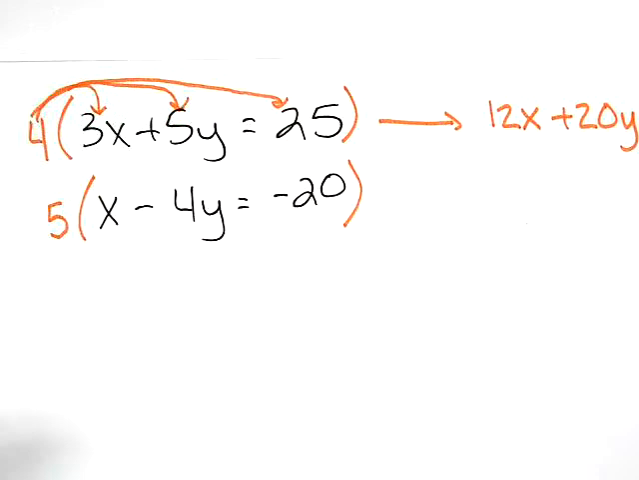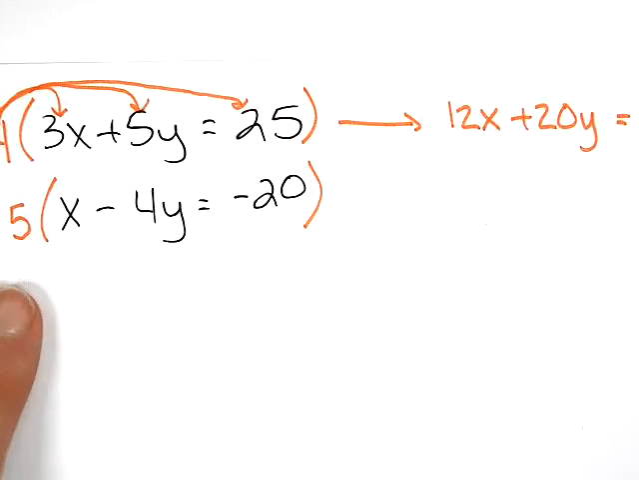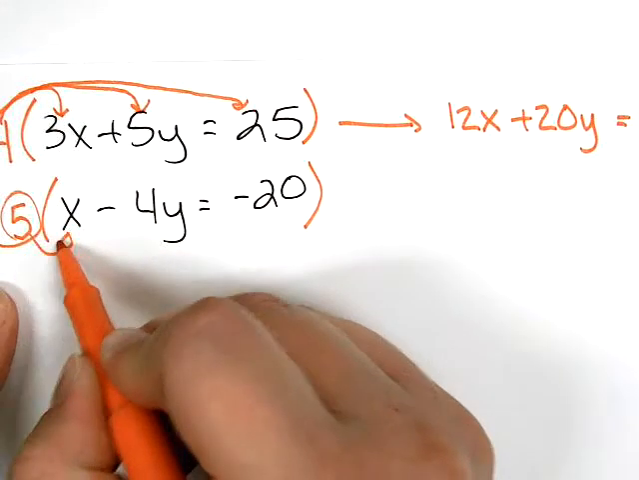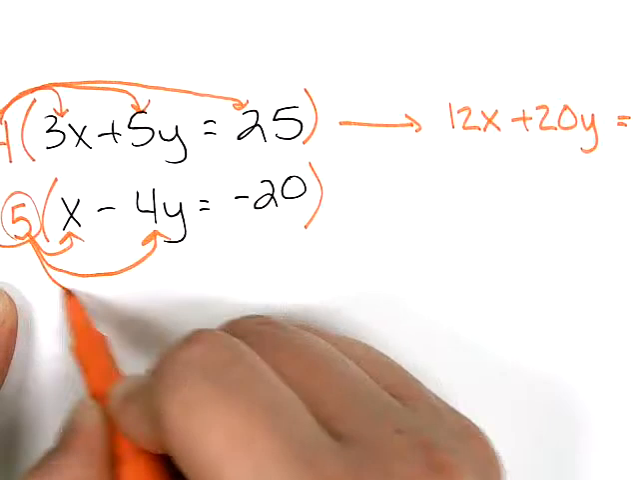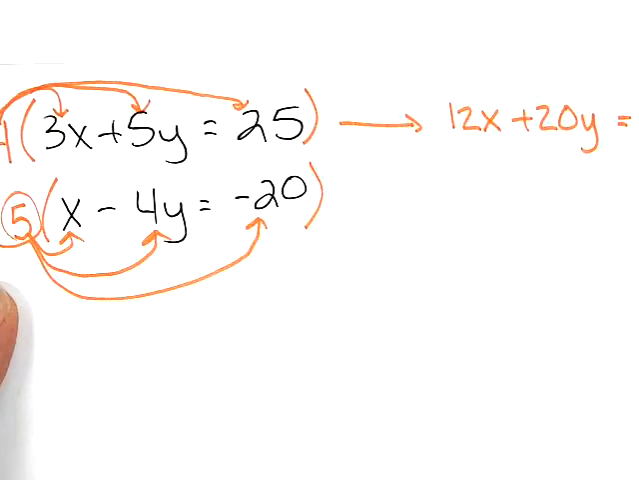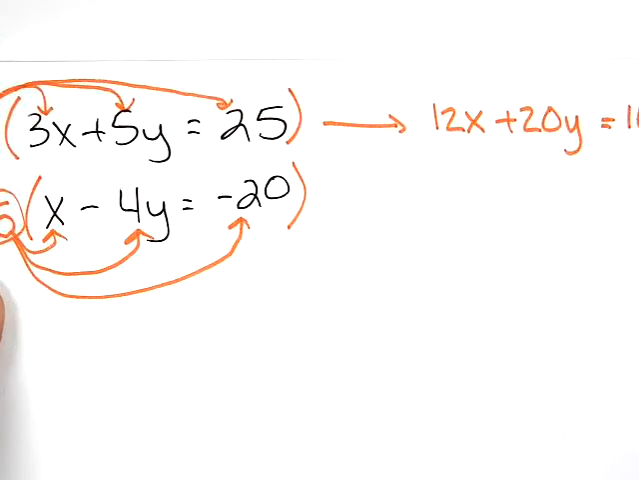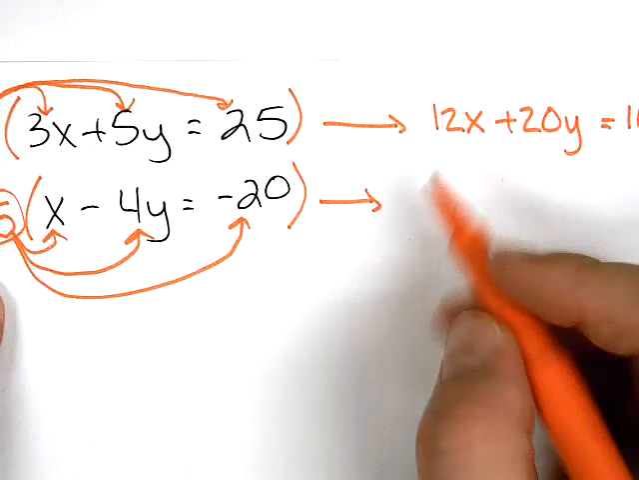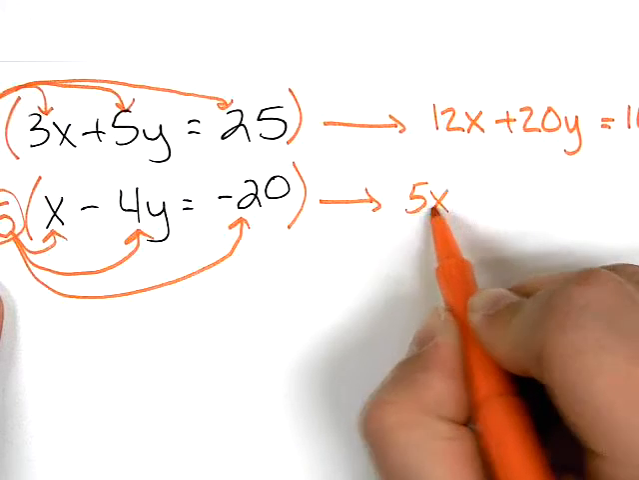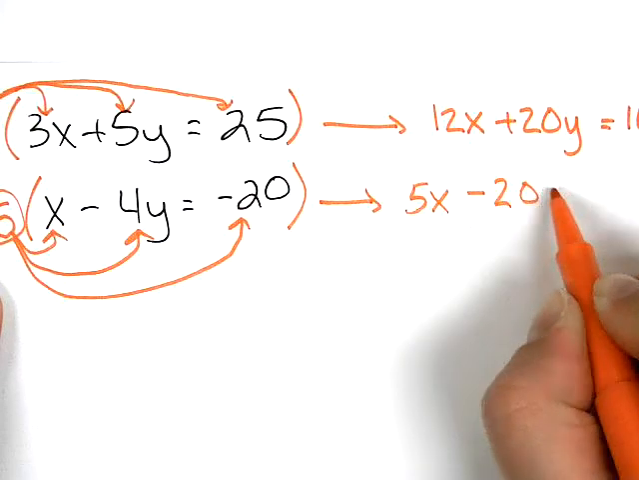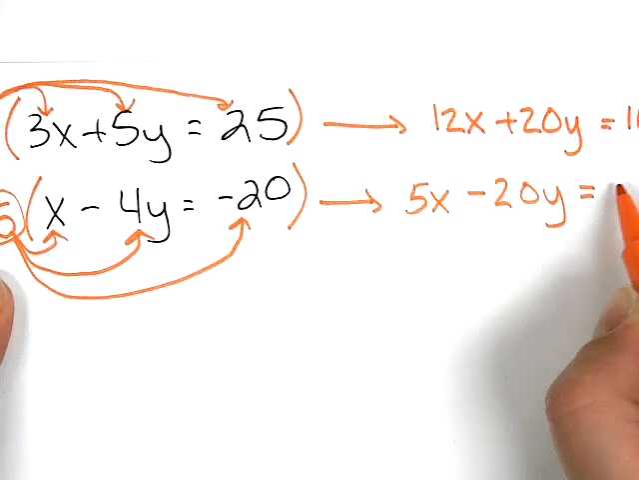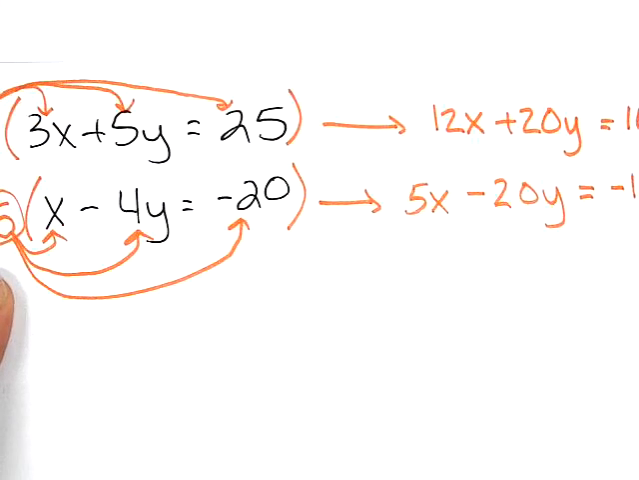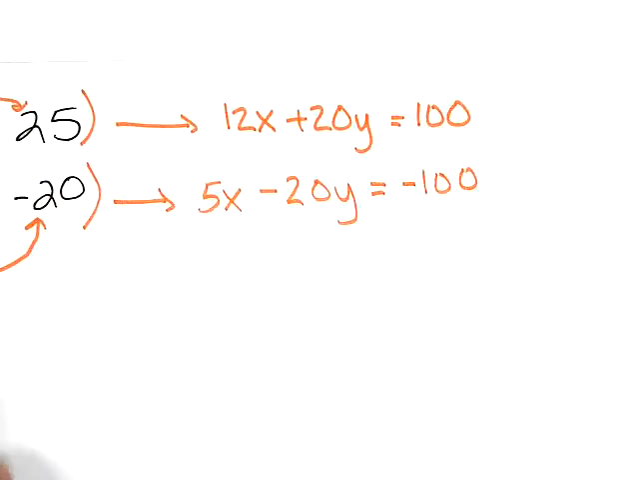All right, let's look at our other equation. I want to take this 5 and distribute it everywhere inside. So all 3 pieces. Remember, when you multiply an equation by a number, we're distributing to all 3 pieces. Okay? So now we have 5x minus 20y equals negative 100. There's my two new equations.